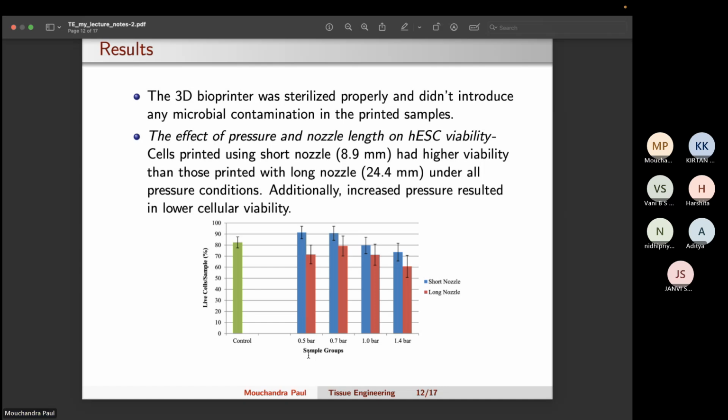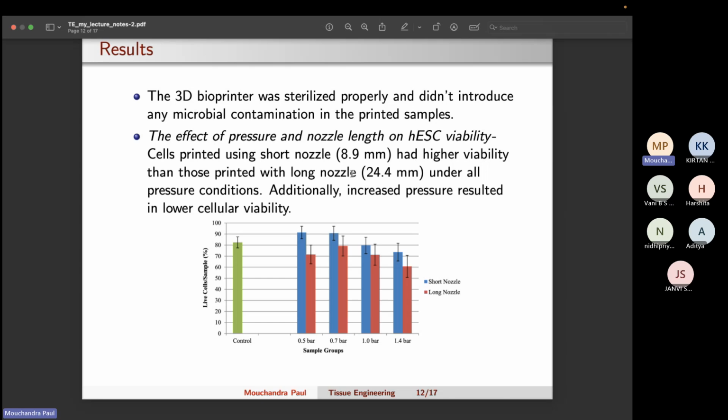Then they have also tested how the pressure you apply on the bioink so that it dispenses out, as well as the nozzles they are using and their length, affects the viability of their induced pluripotent stem cells. They have tested it for embryonic stem cells only. Two types of nozzles were used by them. One is short, around 8.9 mm. Another is a long nozzle, 24.4 mm.